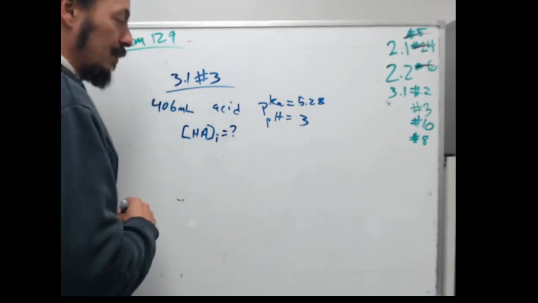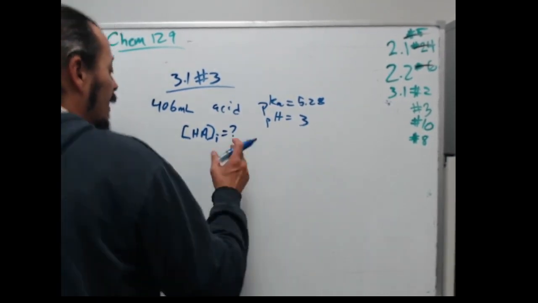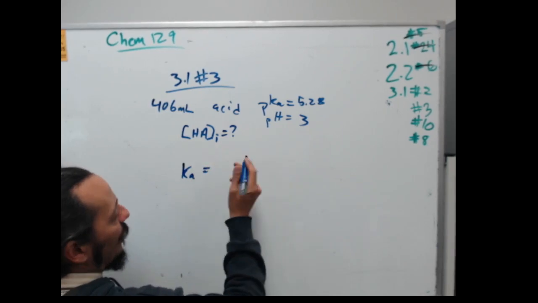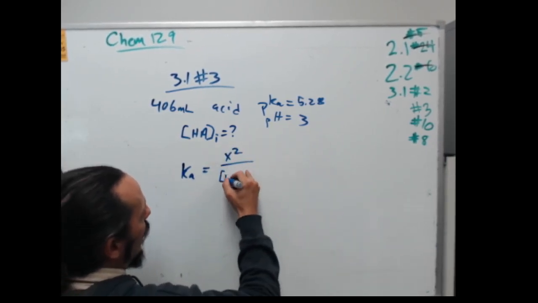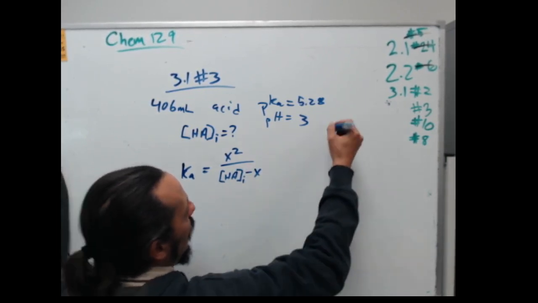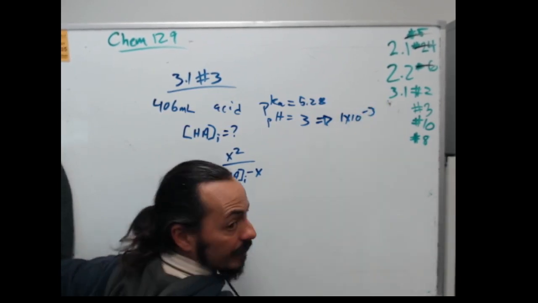So we're trying to find the initial HA. This is actually really similar to what we just did. It's exactly the same as what we just did. We're going to do it for generic acid HA, but we're pretty much going to get Ka. If I did the whole equilibrium table, I'd get Ka equals x squared over HA initial minus x, where x in this case, I can do this one in my head, is just 1 times 10 to the minus 3.